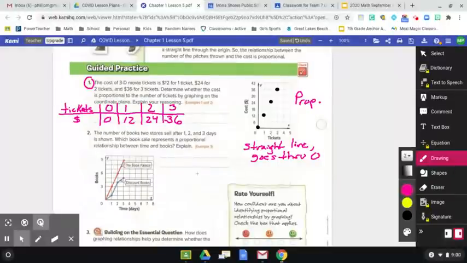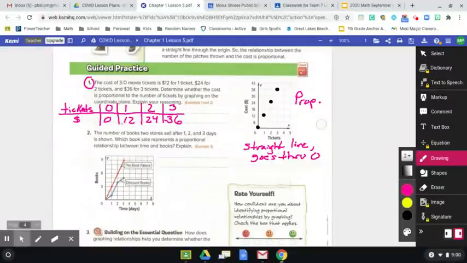Okay, so let's take a look. If the cost of 3D movie tickets is $12 for 1 ticket, $24 for 2, and $36 for 3, we're trying to determine if the cost of the tickets is proportional to the number of tickets. You do that by graphing on the coordinate plane. I set up a table. You didn't have to, but sometimes it's good to see it. 1 ticket is 12, 2 is 24, 3 is 36.